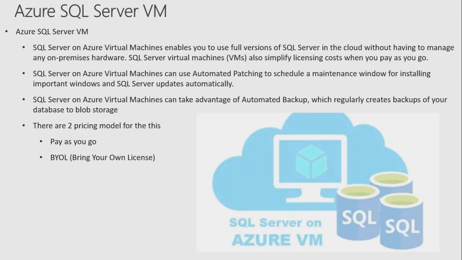SQL Server virtual machines also simplify licensing cost when you pay as you go. We don't need to buy licenses for the OS and SQL Server, because everything is on a pay-as-you-go model. SQL Server Azure virtual machines can use automated patching to schedule the maintenance window for installing important Windows and SQL Server updates automatically. So we can automate our patching schedule for Windows and SQL Server, and we don't need to take care of the patching because it is an automated schedule on the VM itself.